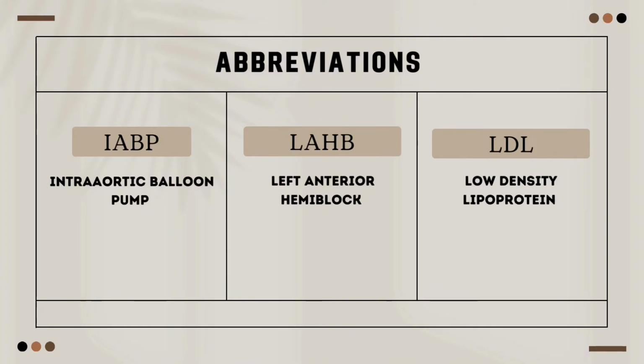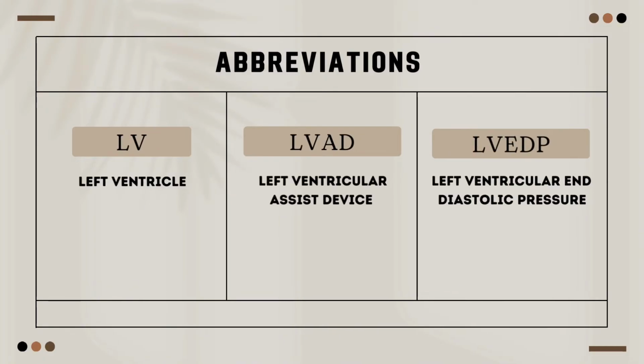Next is the LDL, or low density lipoprotein. Low density lipoprotein transports cholesterol and triglycerides from the liver to cells in the body. This is also referred to as the bad cholesterol in the bloodstream, one associated with an increased risk of atherosclerosis and cardiovascular disease. Next we have the LV, or the left ventricle.